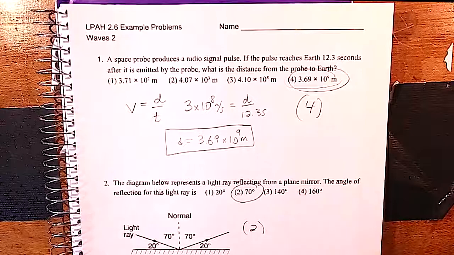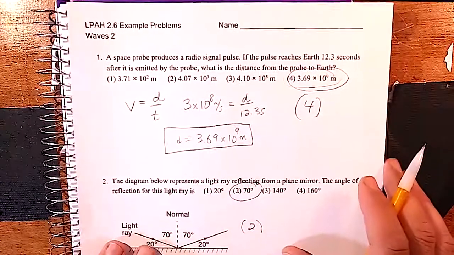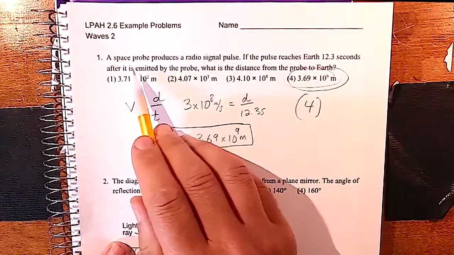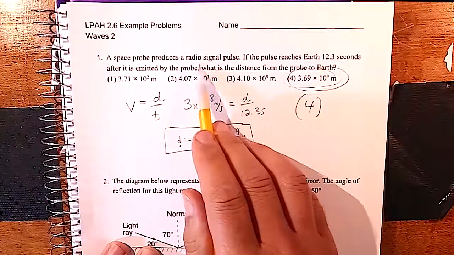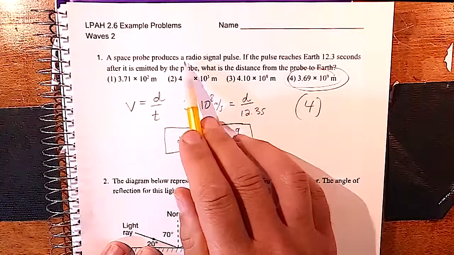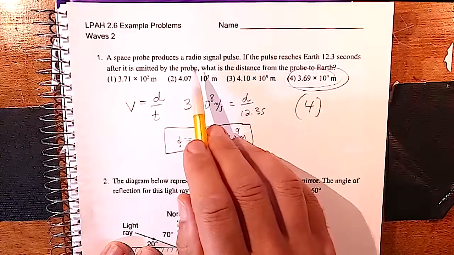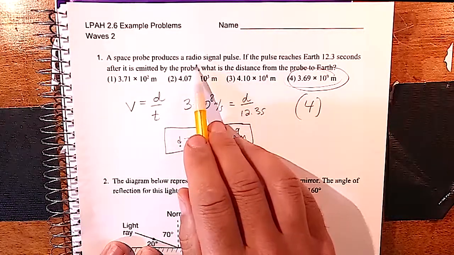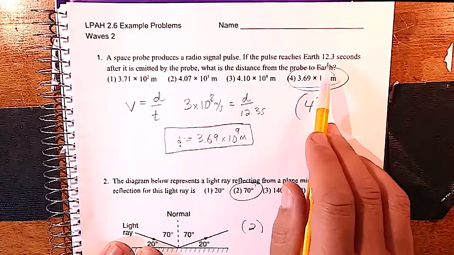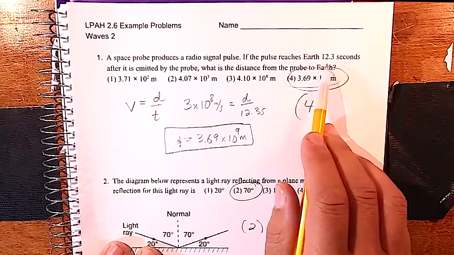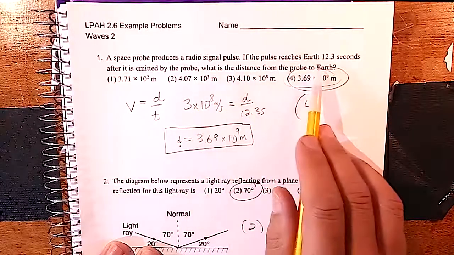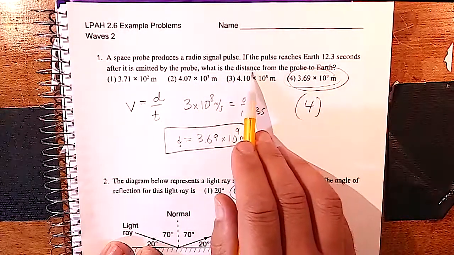Okay, let's go over the example problems. So in this one it says a space probe produces a radio signal pulse. So radio waves, those are transverse and electromagnetic. So they travel at the speed of light. They also give us the time. So they've given us the speed and the time, and they're asking us for the distance.